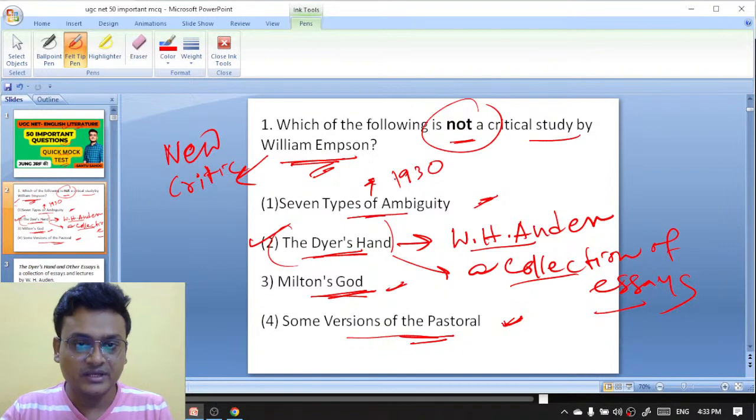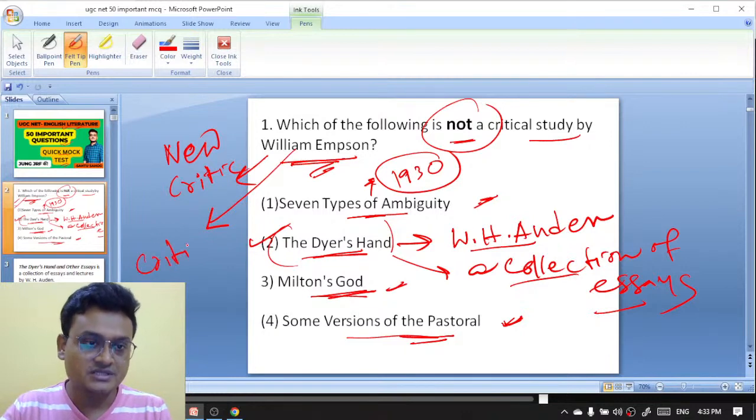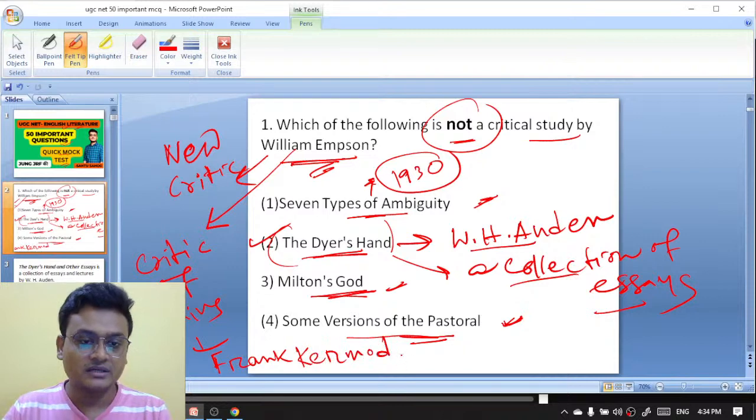Seven Types of Ambiguity came in 1930. And William Empson is called a critic of genius. By whom? By Frank Kermode. Frank Kermode has said that, calling him a critic of genius.